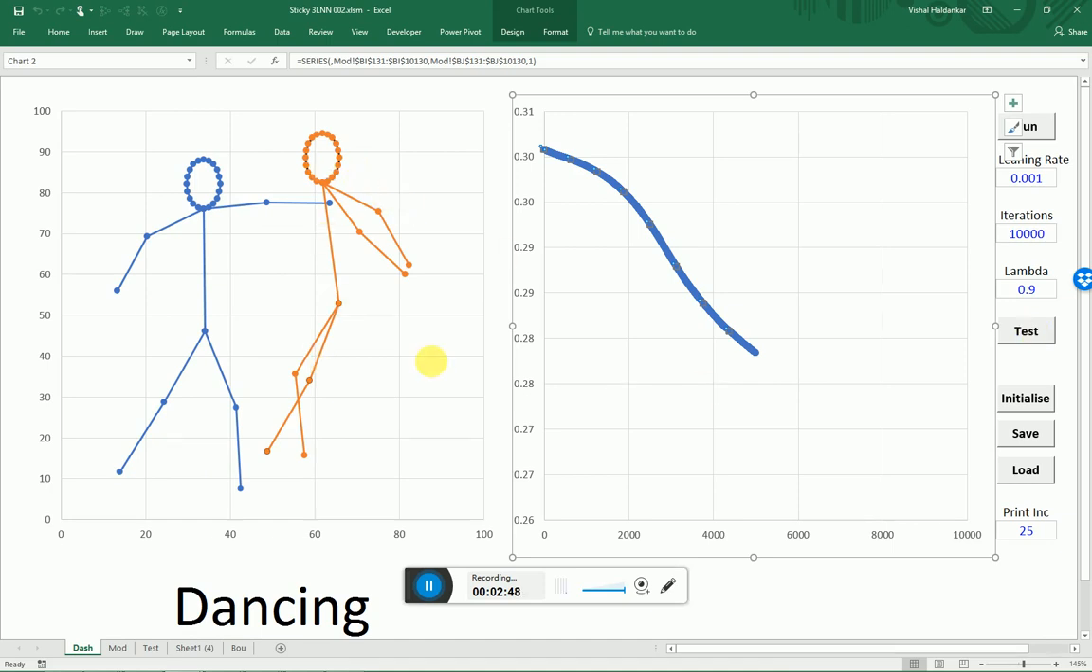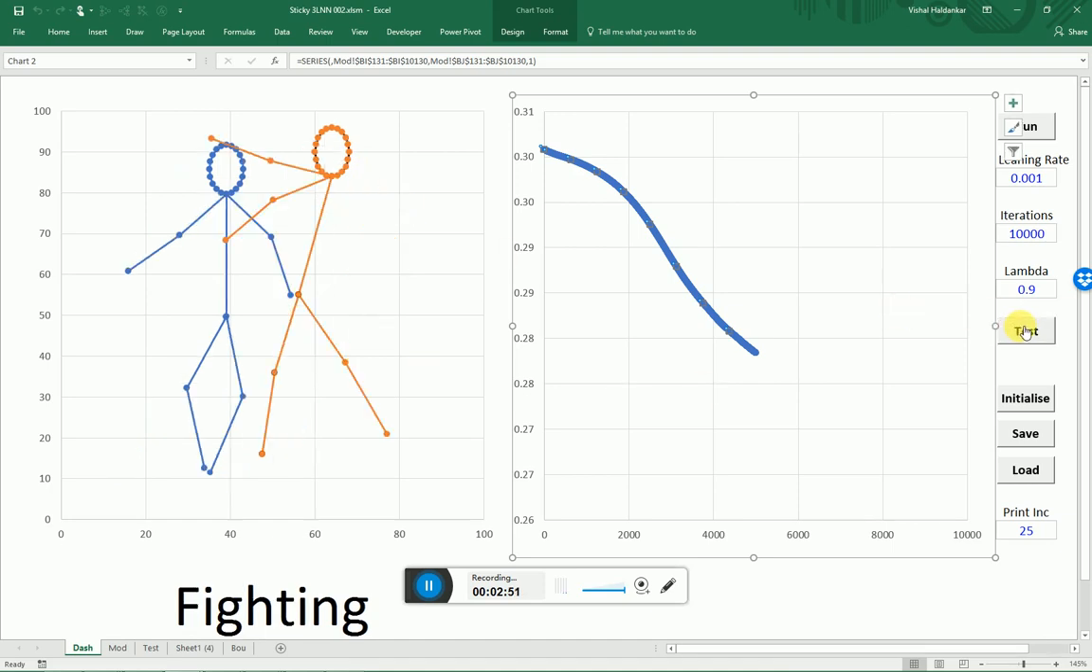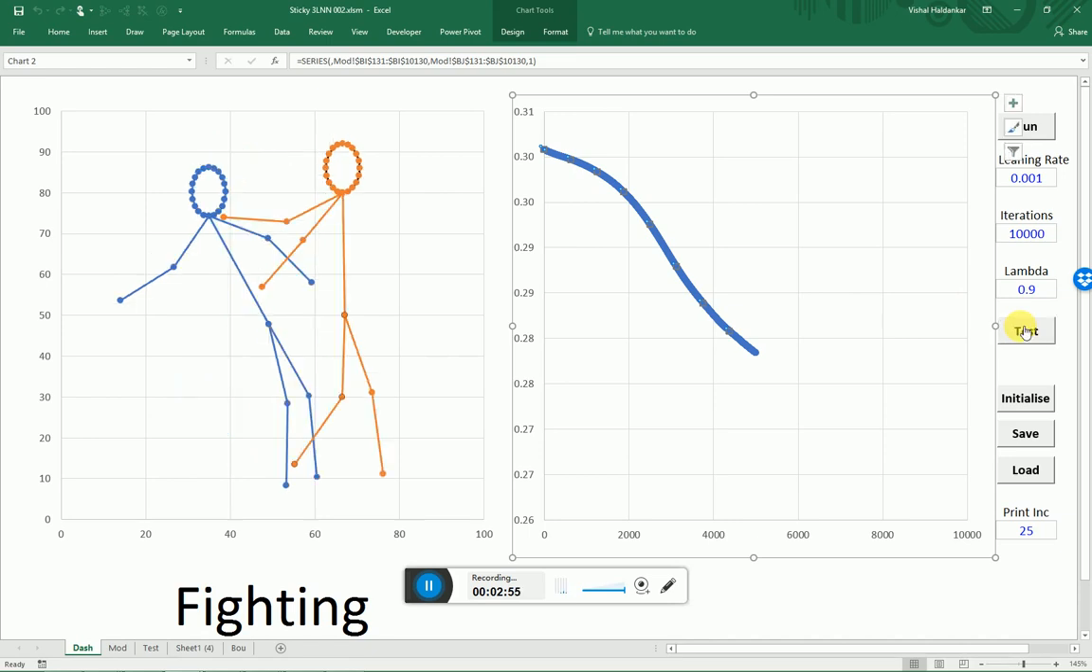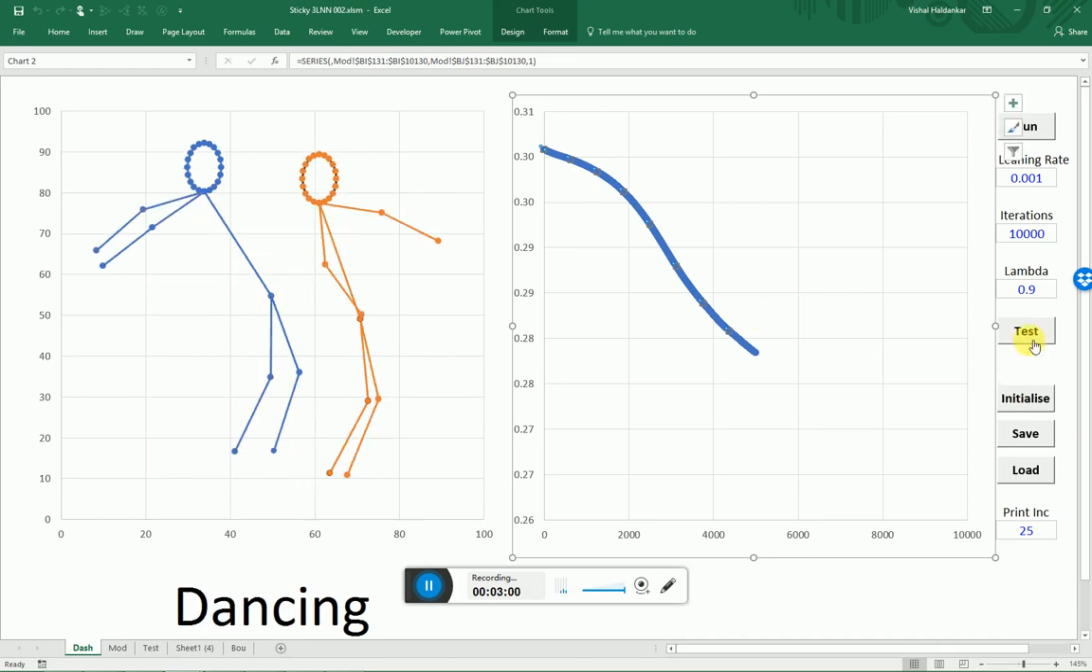Dancing, maybe. Looks like a reasonably relaxed posture. Yeah, fighting. I think that looks more like dancing. But yes, fighting, hand to the throat. Dancing. Yeah, so look, well, it's great.